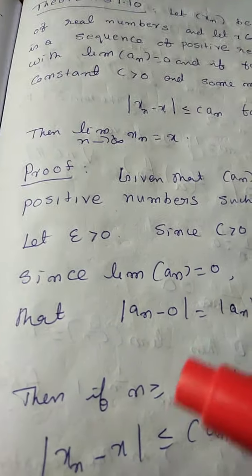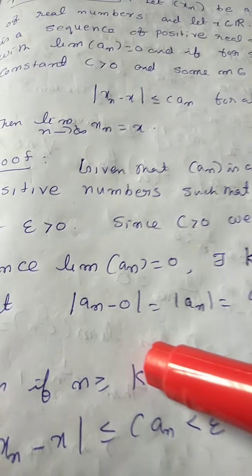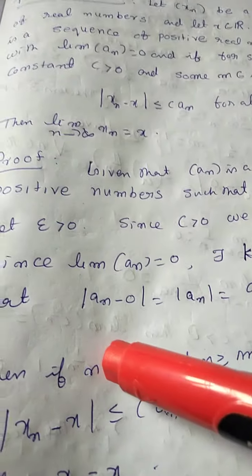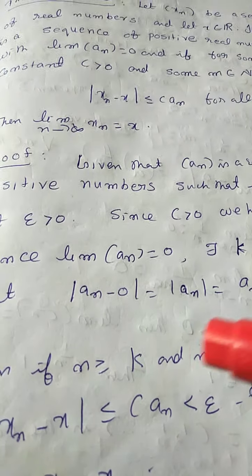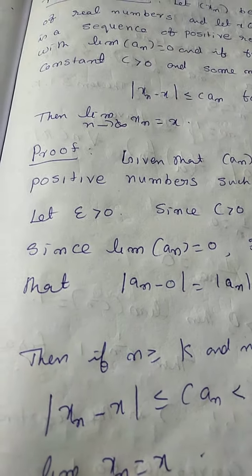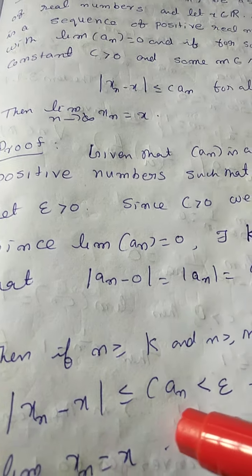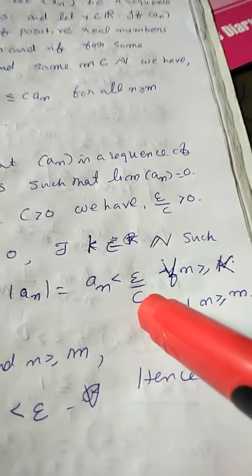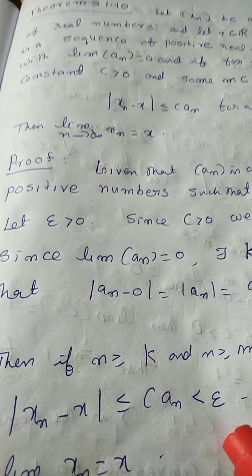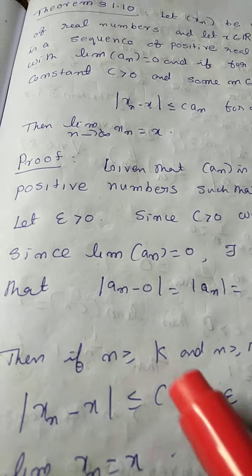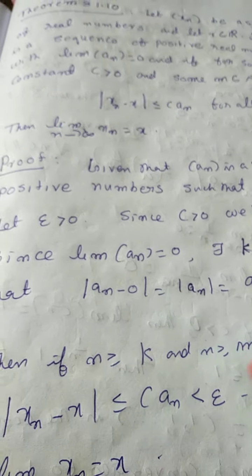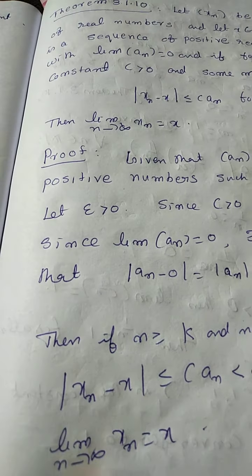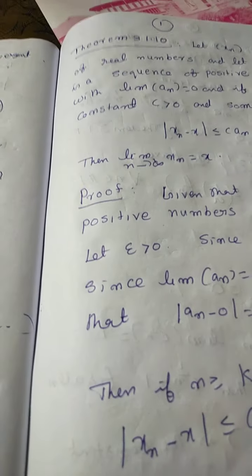Then if we choose n greater than or equal to k and n greater than or equal to m, or we may write n greater than or equal to maximum of k and m, then modulus of xn minus x less than or equal to c an. an is less than epsilon by c, so c an is less than epsilon for all n greater than or equal to maximum of k and m. Therefore, limit n tending to infinity xn equal to x.